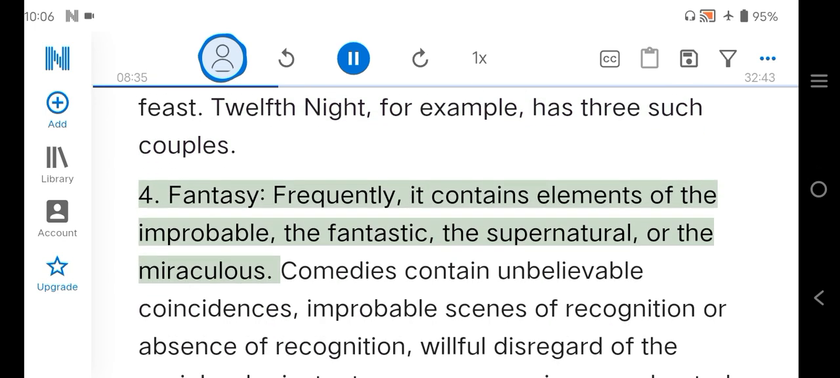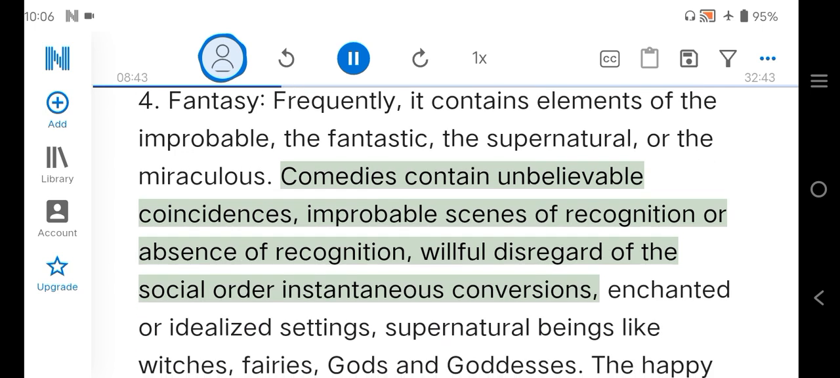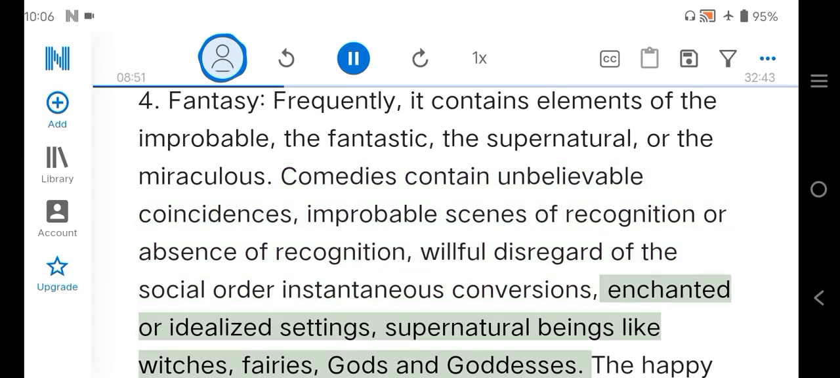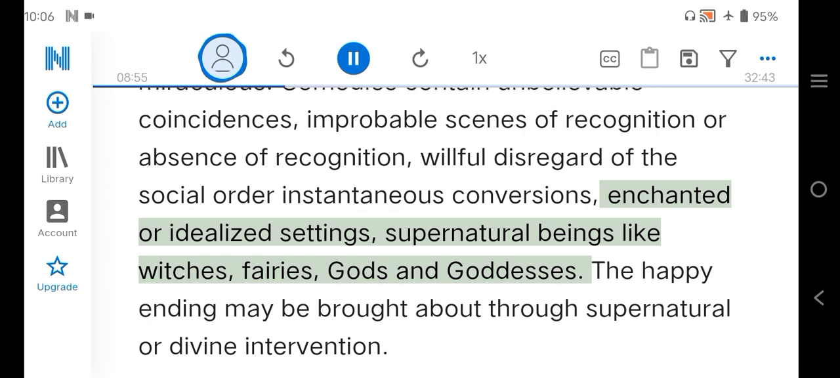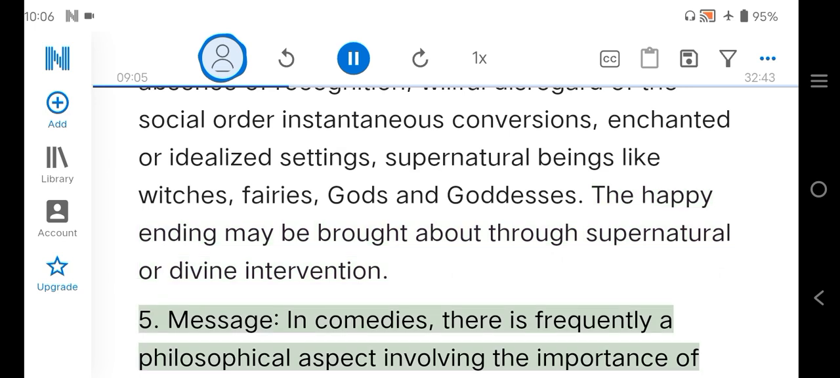4. Fantasy. Frequently, it contains elements of the improbable, the fantastic, the supernatural, or the miraculous. Comedies contain unbelievable coincidences, improbable scenes of recognition or absence of recognition, willful disregard of the social order, instantaneous conversions. Enchanted or idealized settings, supernatural beings like witches, fairies, gods and goddesses. The happy ending may be brought about through supernatural or divine intervention.